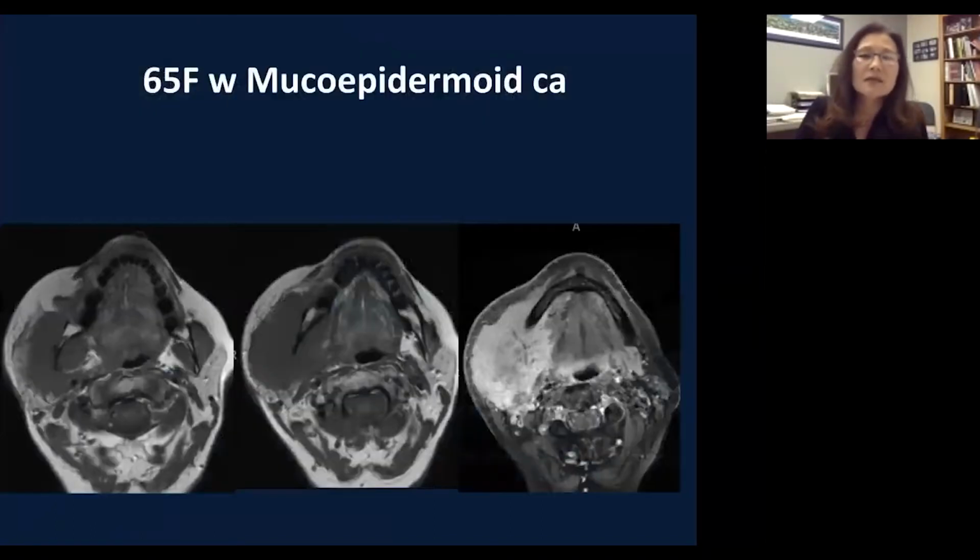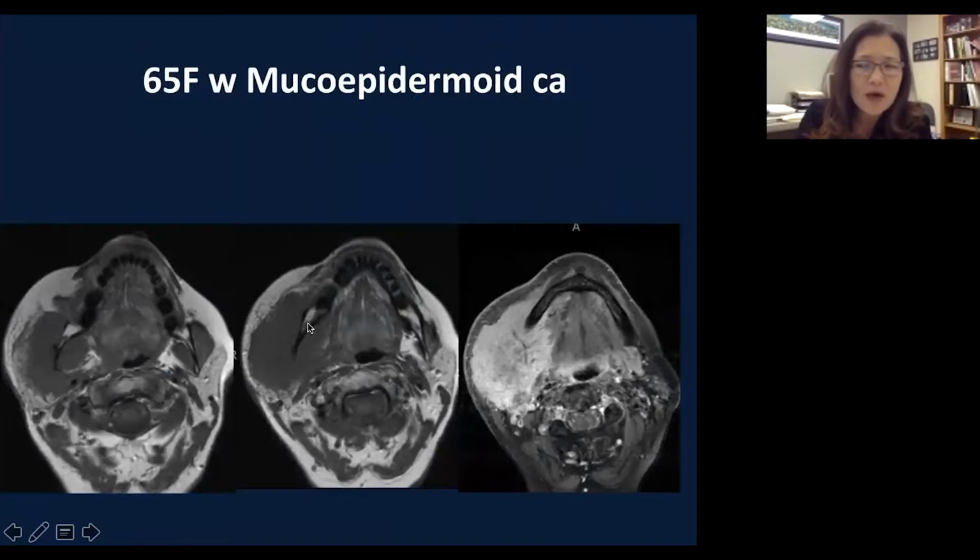This is another case of a 65-year-old woman with mucoepidermoid carcinoma. Notice the border is not well defined, very infiltrative, aggressive looking, and also violates the parotid gland capsule, extending outside of the parotid gland. In fact, this involves the entire masseter muscle and also the medial pterygoid muscle.